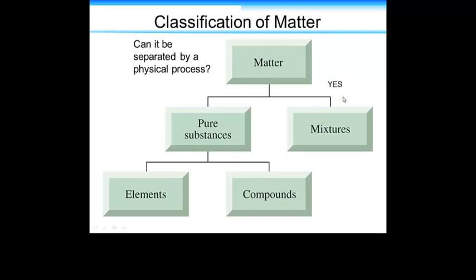If it can, then it's a mixture. Another example of that would be maybe iron filings in a sample of sand. If you were to run a magnet over the sand, you could separate out the iron filings using physical means. If you can't separate out the substances from one another using a physical process, then it's a pure substance.